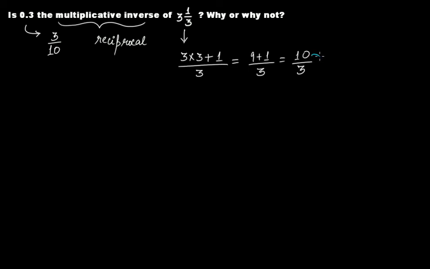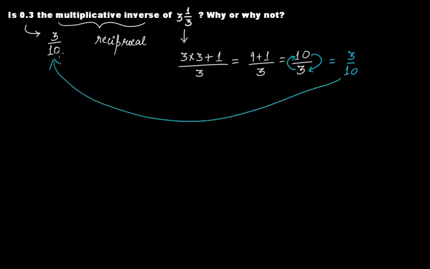So the multiplicative inverse of 3 1 by 3 will be what? You have to interchange the position of numerator and denominator, so the number you get is 3 over 10, and that's exactly what this is. Yes, 0.3 is actually the multiplicative inverse of 3 1 by 3, because 3 1 by 3 can be written in this form, and when you write 0.3 in the form of fraction, this is actually 3 by 10, and these two numbers are same.